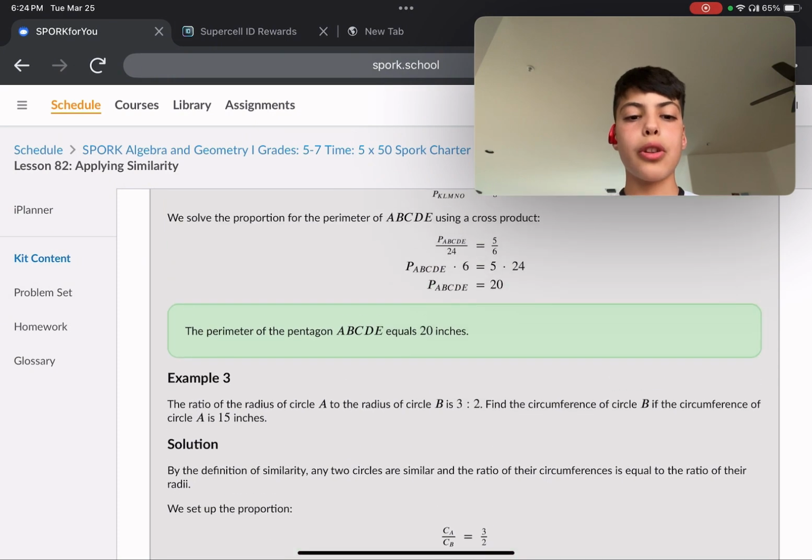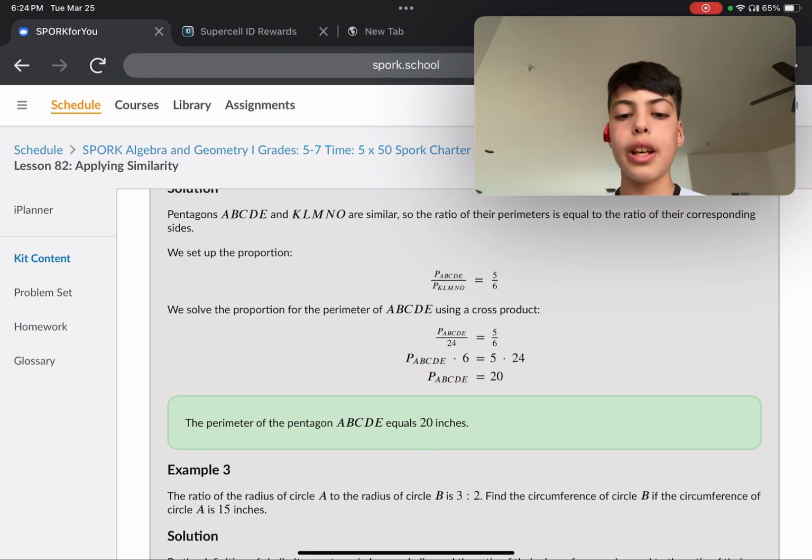Here's the third example. The ratio of the radius of circle A to the radius of circle B is 3 to 2. Find the circumference of circle B if the circumference of circle A is 15 inches. Now remember, a few minutes ago we said that all circles are similar, and the ratio of the circumference is the same as the ratio of the radii. So just like in the previous problem, we would do what's given to us times the ratio. It's telling us that the ratio of circle A is 3 and the ratio of circle B is 2. So there's two ways.